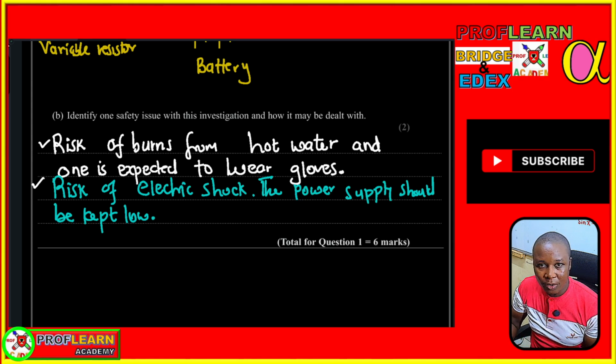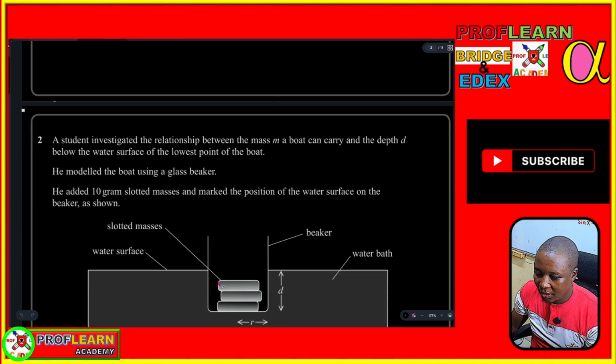In scenarios where you are cutting or using knives, you protect yourself by putting on gloves, right? For the risk of electric shock, we have said the answer is reducing the power supply. And also, if we are talking of hot water, you protect yourself by putting on an apron and gloves, so that you don't risk burning your skin and so forth.